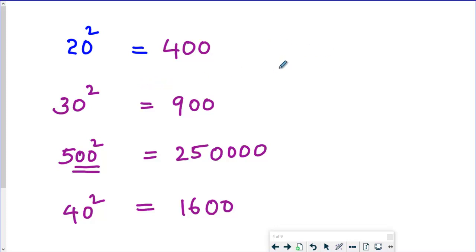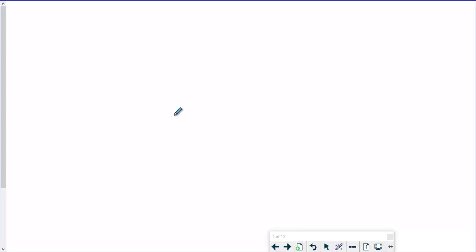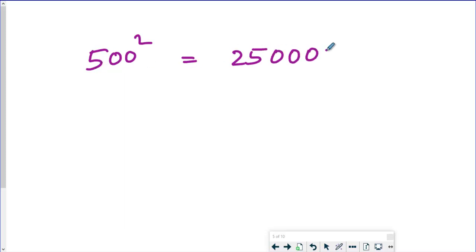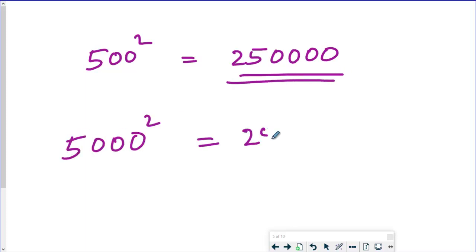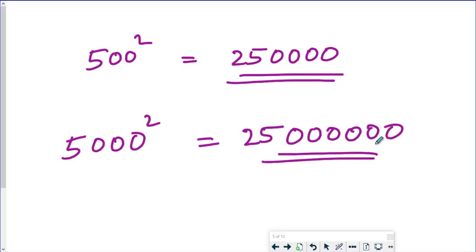For example, if you want to calculate 500 square, we know that 5 square is 25. Then 2 zeros in the number, so in the square there must be 4 zeros. For example, instead of 3 zeros, we have to add 6 zeros. That is if the number ends with a 0.